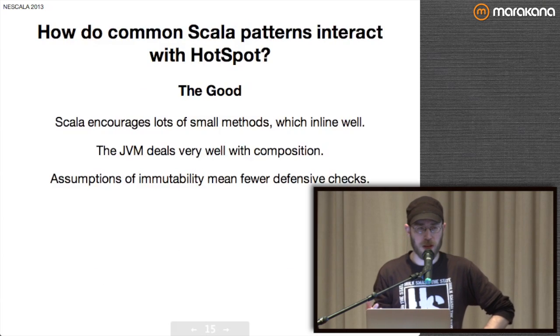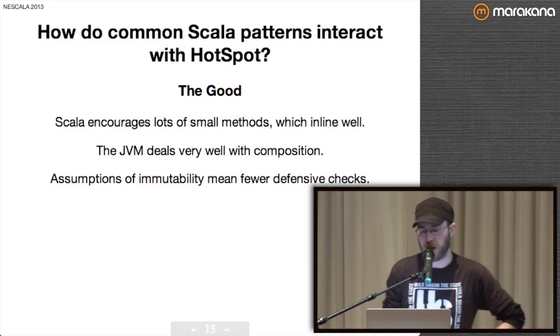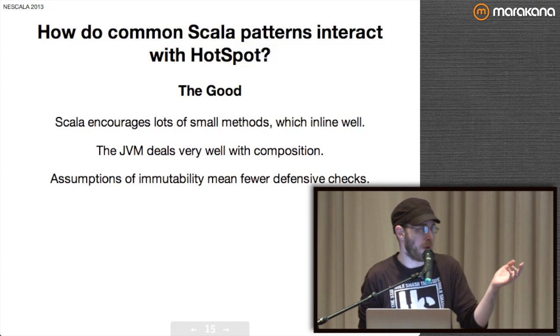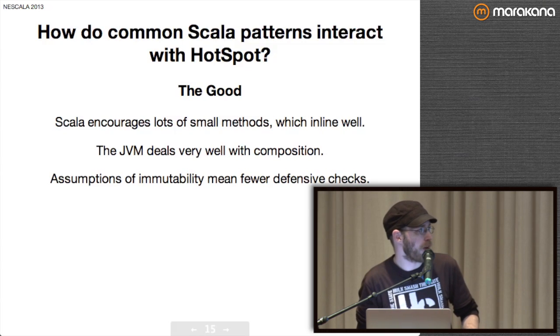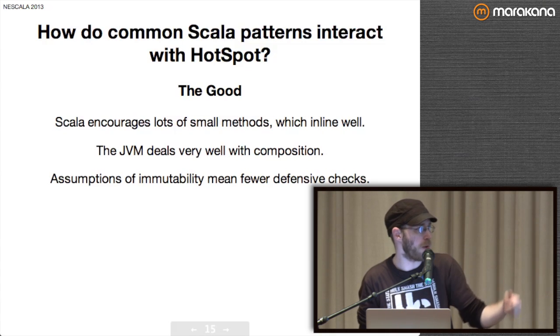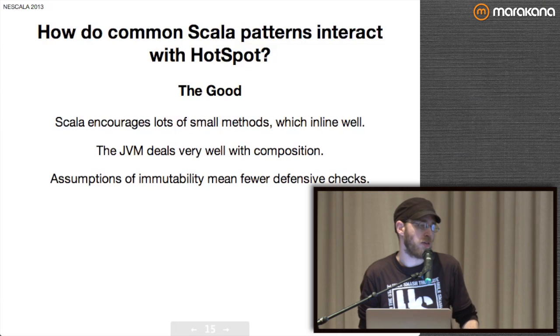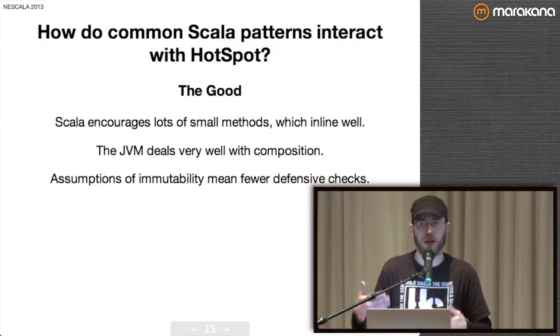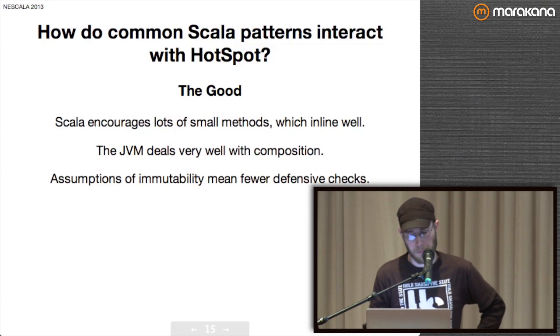And so the question then is, how does Scala interact with HotSpot normally? And the answer is pretty well for the most part. I mean, we're encouraged to write lots of small methods. As I said, HotSpot is great about inlining those. Composition, HotSpot also deals pretty well with that, actually, because of inlining. So having to jump through 3 objects to get to something, if HotSpot knows that's what it's doing, it can inline that pretty well. And immutability is nice because it means that you have to do a lot less defensive coding, and defensive checks inside of your loops will interfere with HotSpot doing its thing.